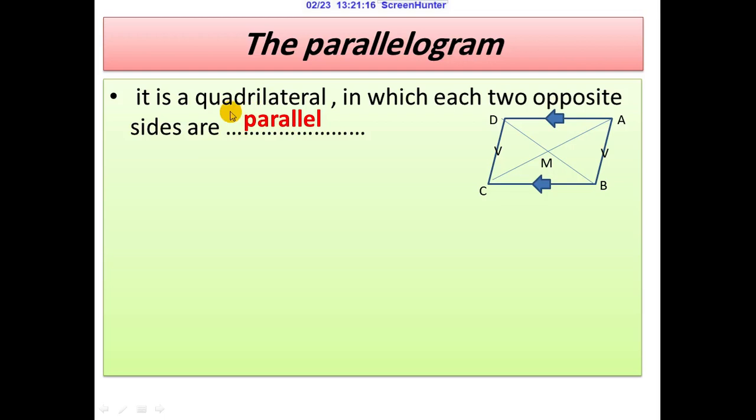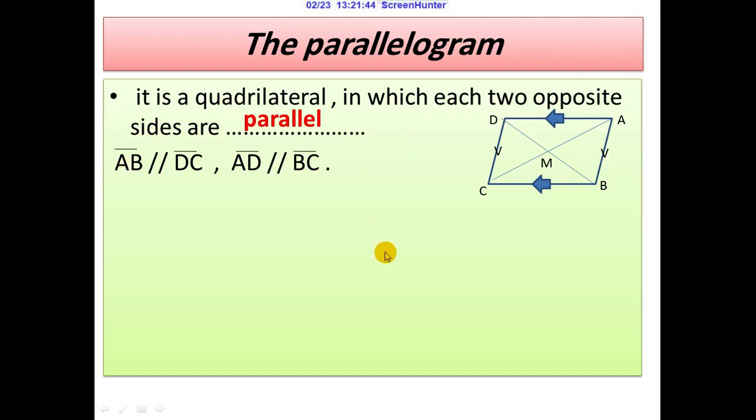What is the meaning of quadrilateral? We have studied before, in the previous lesson in polygon, it means a shape formed from four sides. But here in the parallelogram, each two opposite sides must be parallel. I mean here AB parallel with DC and AD parallel with BC. This is the definition of parallelogram.